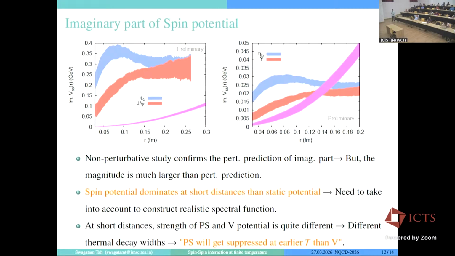And at very short distances, the strengths of the pseudoscalar and vector imaginary parts are quite different. So we expect that they will have different thermal decay widths. As the strength of the pseudoscalar is much larger, it will get suppressed much earlier than the vector.